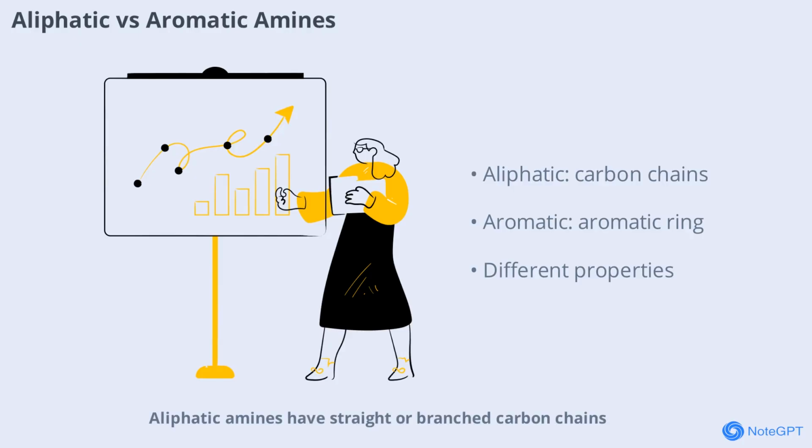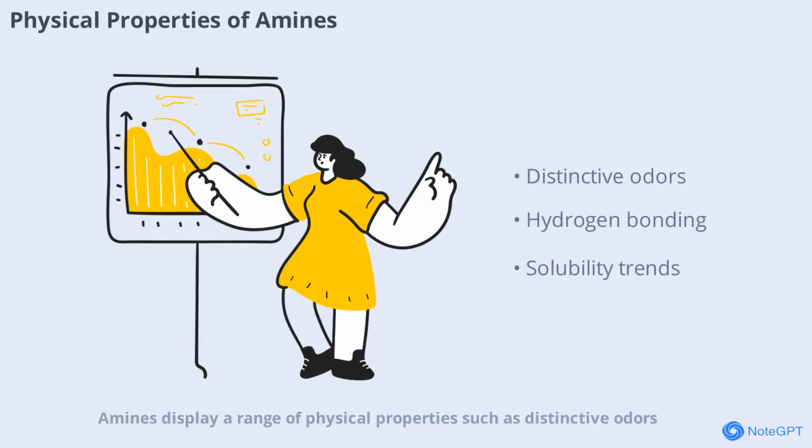Aliphatic amines have straight or branched carbon chains, while aromatic amines have the nitrogen attached to an aromatic ring like aniline. This distinction impacts their reactivity and applications. Amines display a range of physical properties such as distinctive odors, varying boiling points, and solubility in water. Primary and secondary amines can form hydrogen bonds, leading to higher boiling points, while tertiary amines cannot. Their solubility decreases as the size of the organic group increases.